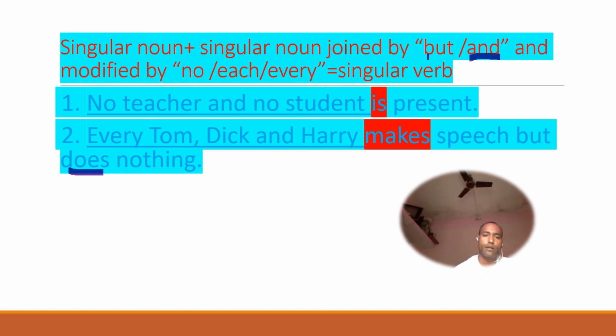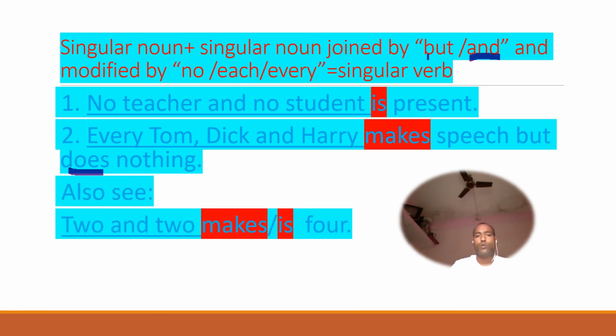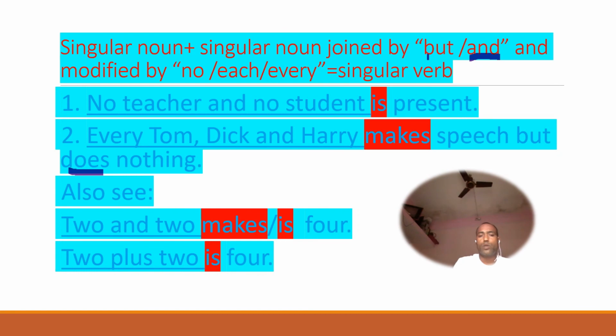So makes and does. Also let us see here: 2 and 2 makes 4, joined by and, no modifier. In such case also sometimes it becomes like that. Similarly, 2 plus 2 is 4.